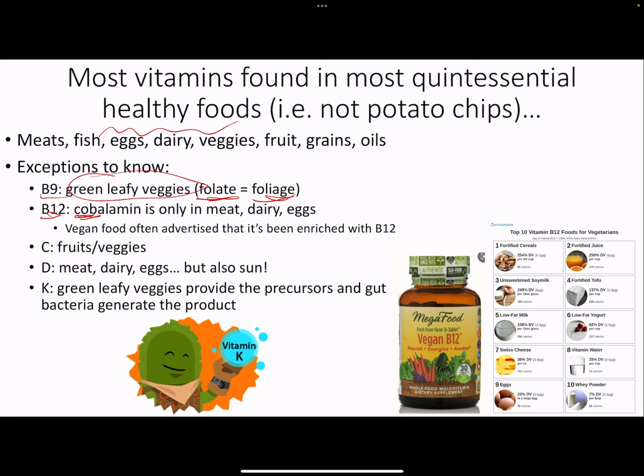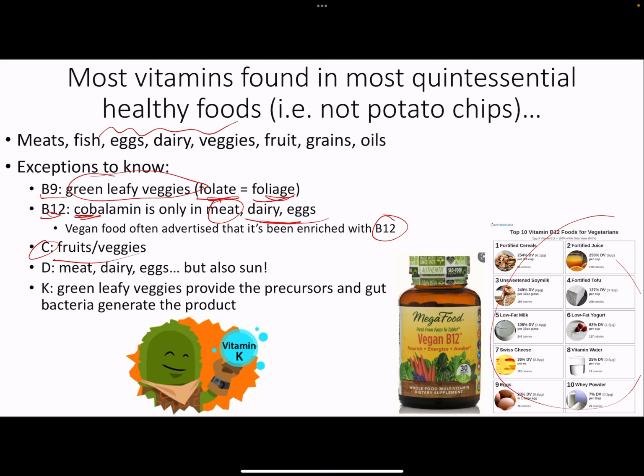B12. Cobalamin, which we'll talk about, is like Kobe beef. So I always thought of it as the meat, dairy, eggs. This is the one that people who are vegetarian or vegan have issues with, and so they often have to take B12 supplements, or there'll be tons of blogs about where to get the most B12 if you're a vegan.